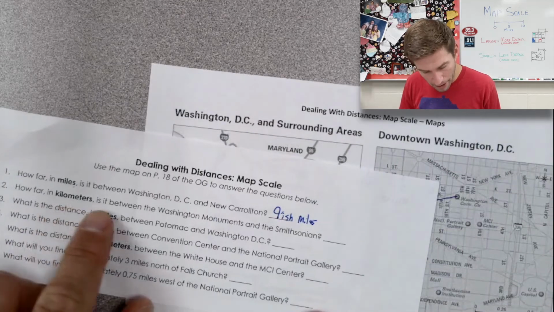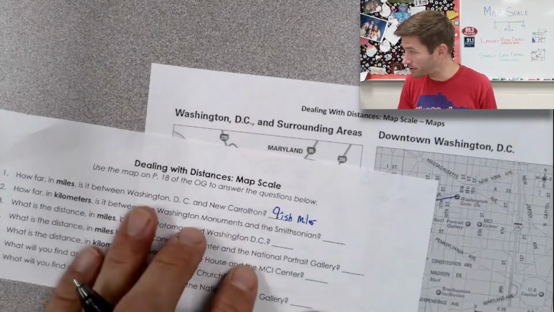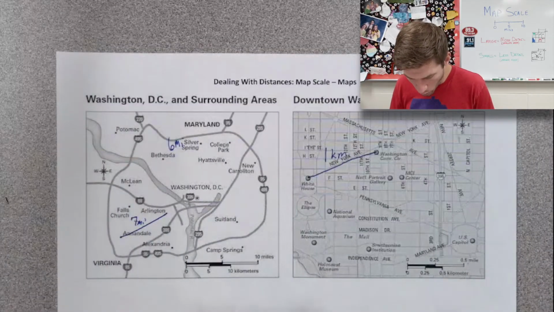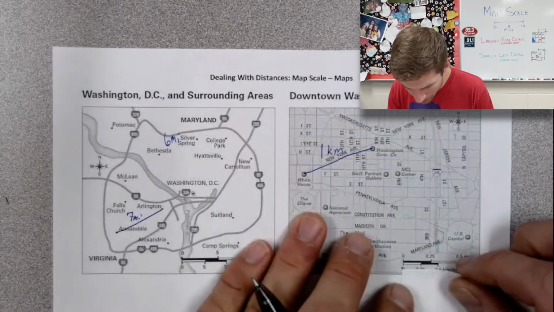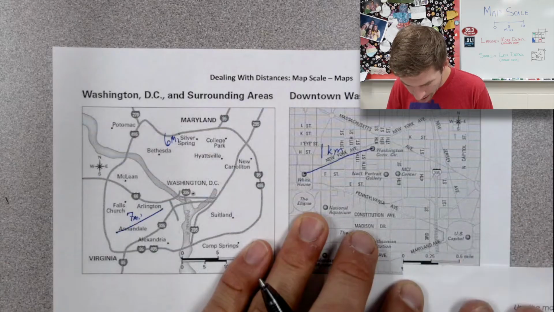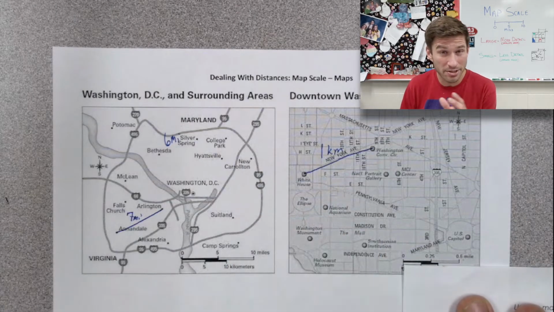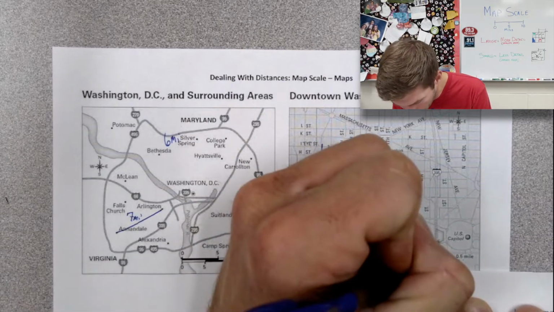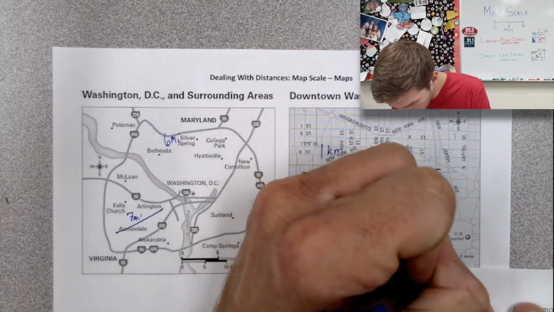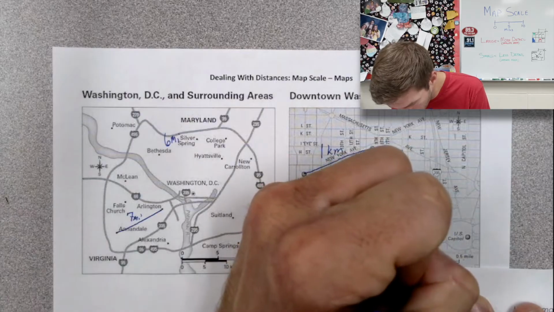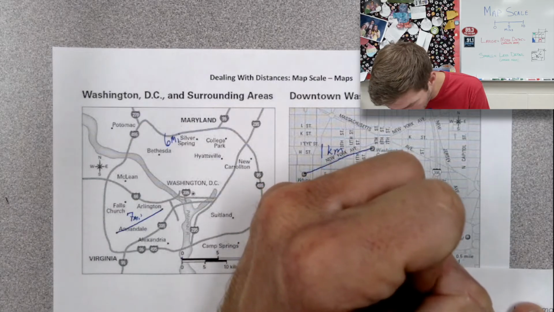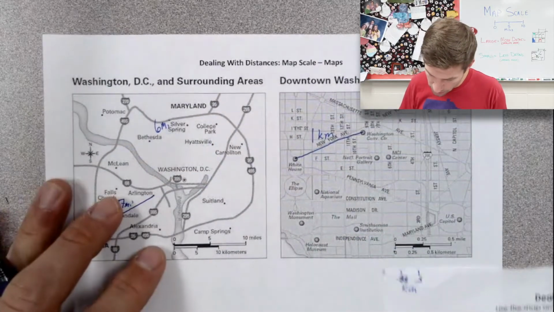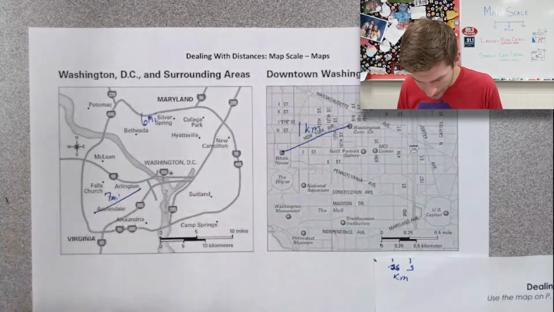How far in kilometers is it between the Washington Monument and the Smithsonian? And so to go between the Washington Monument and the Smithsonian, we need kilometers again. So I'm coming down here. I'm going to use this map. Notice I'm using a new edge. Can't use the same scale on different maps. That won't work. You'd have a bad time. And I'm putting on my hash marks right there, 0.25 and 0.5 km. And now I'm going to go between the Washington Monument and the Smithsonian.